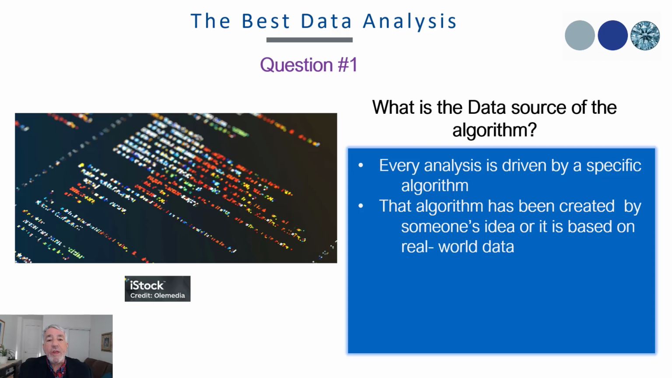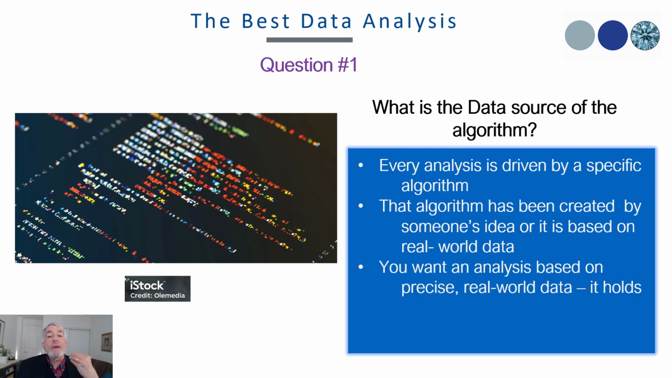There are 2 opposing ways to create that algorithm. One is someone thinks up, I think if we take donors who have done this and maybe have done a little of that, let's try that algorithm and we'll test it. The other way is to take accumulated real-world data, and the more data, the better. It's the result of actual transactions. Look at as many as you can, and then look at the deciding factors on what made people say yes or no. You want an analysis based on precise real-world data. The more the better. It holds the most accuracy. You can trust it. That's question number 1.